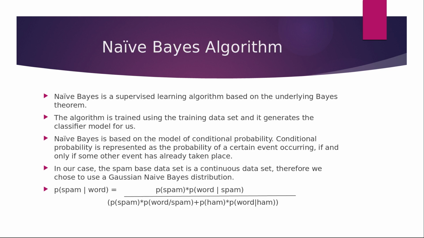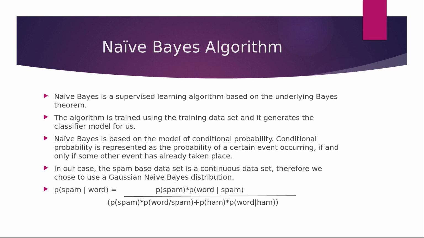The Naive Bayes algorithm. It is a supervised learning algorithm based on the underlying Bayes theorem. The algorithm is trained to use the training data set and it generates a classifier model for us. Classifier model is basically a function to which you provide an input and it basically tells us if that input belongs to a spam email category or a ham email category. It works on the model of conditional probability.